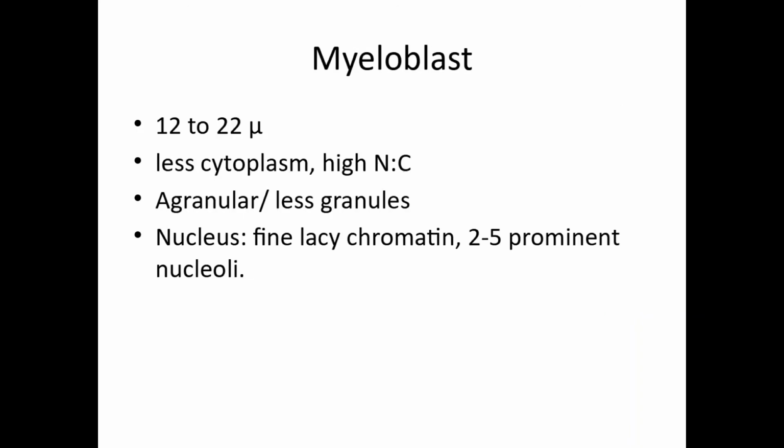Myeloblast, in comparison to a neutrophil, is a large cell generally. On an average, it's like 15 to 20 micron. It has less cytoplasm because the nucleus is very large. That is why it is said to have a high nucleus to cytoplasmic ratio. The cytoplasm of this myeloblast need not have any granules. Sometimes there may be a few granules. The nuclear characters, please do remember: the nucleus has fine lacy chromatin with 2 to 5 prominent nucleoli.